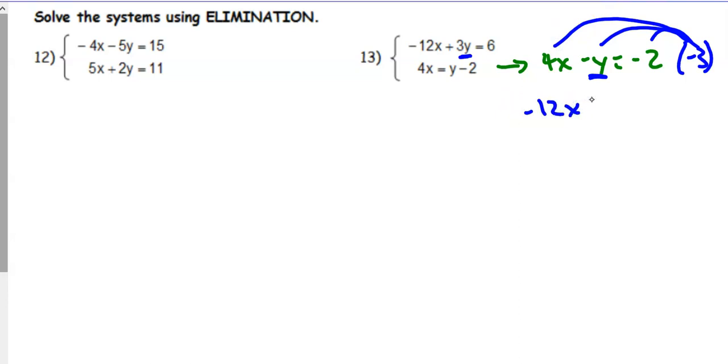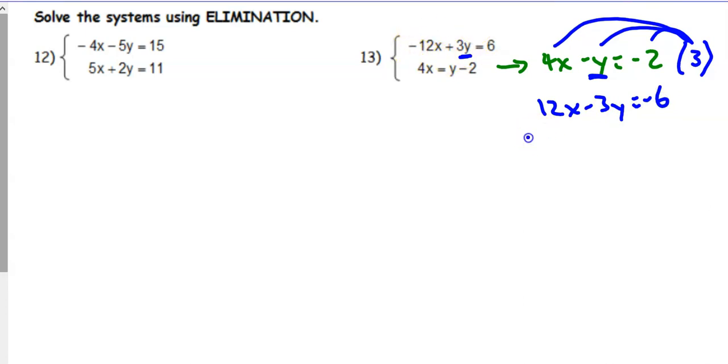And I apologize, it shouldn't be negative. It should be just positive 3, because this one's already positive. This needs to remain negative. So that would leave this as a positive 12, a negative 3y, and a negative 6.